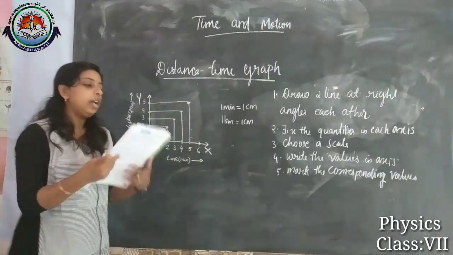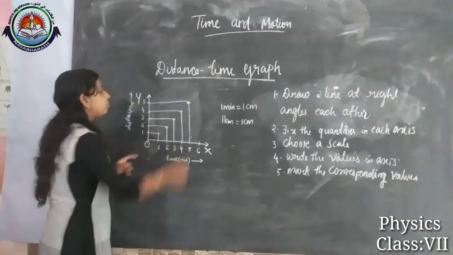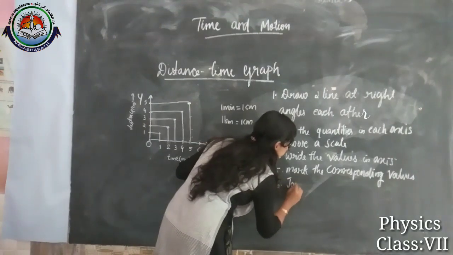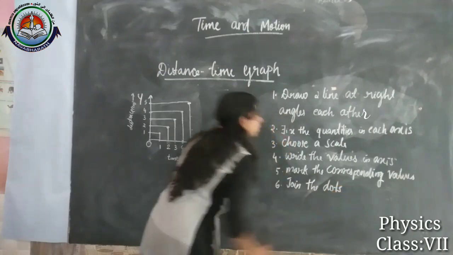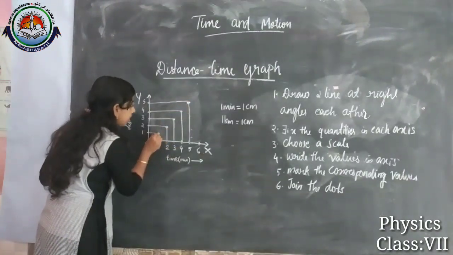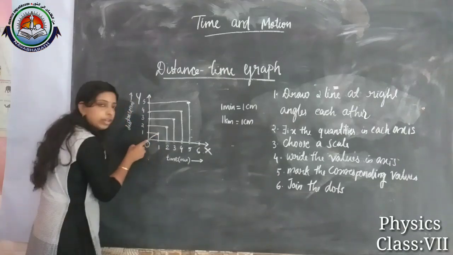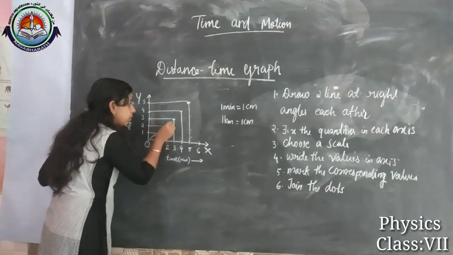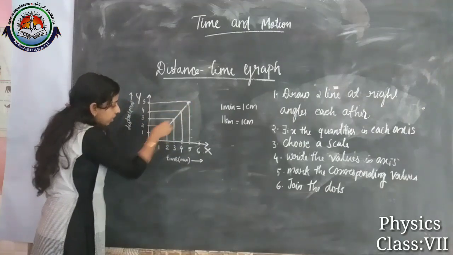And the last point is that we have to join the dots. Where are the dots? Yes, these are the dots that we can join. Here is also a point of intersection. So we can extend there and we have to join the points. Then we will get a straight line.